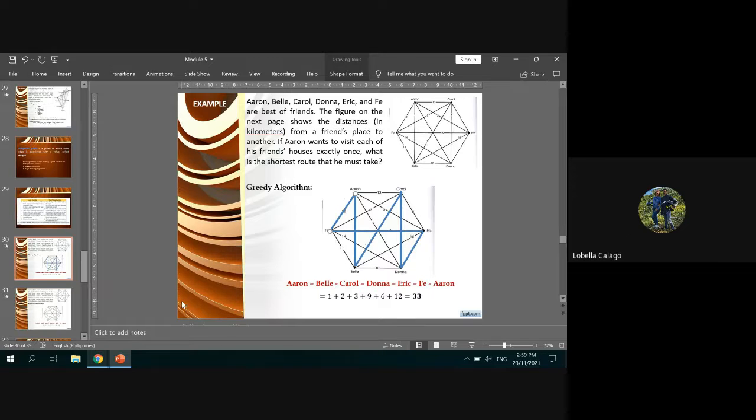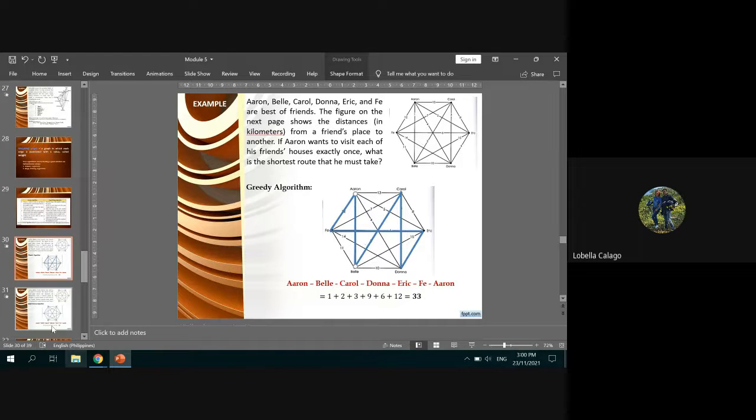Okay, so sometimes greedy is higher than edge picking, or the other way around, greedy has the smaller score. Whichever has the lowest score, that is the one you will take, okay? For instance, we will use the same example, but now we use edge picking. Unlike greedy, where you start with a certain point, which is Aaron, and from Aaron you select the smallest, in edge picking you immediately select the smallest edge.